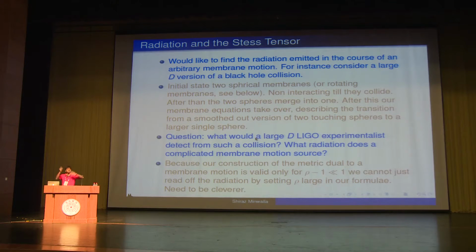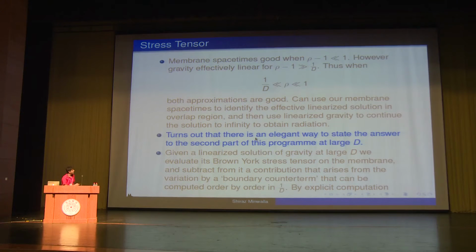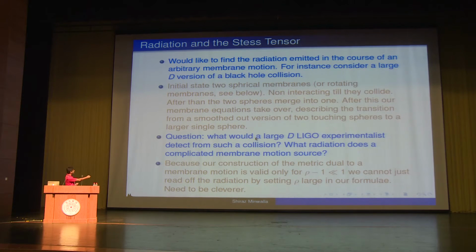Surely this thing is going to result in some radiation outside at infinity. And I'm going to ask the question, how do I identify this radiation? Well, at first you might think all you have to do is to take the membrane space-time that I've produced for you and just look at it at very large rho. That gives you a radiation field.